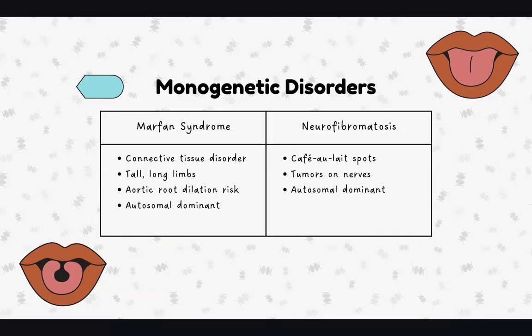Neurofibromatosis has a distinct feature of what we call cafe au lait spots. They will also have tumors that are on their actual nerves, and it's autosomal dominant. So you might be like, what does autosomal dominant mean? That just means that only one parent needs to have the gene for the child to end up with the disorder. They don't both need it because it's dominant. Only one of them needs it.